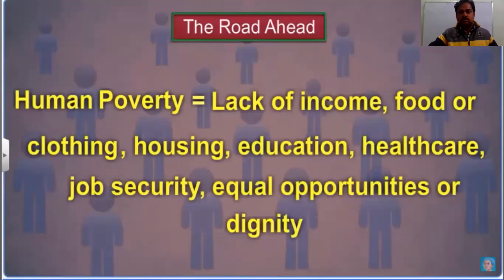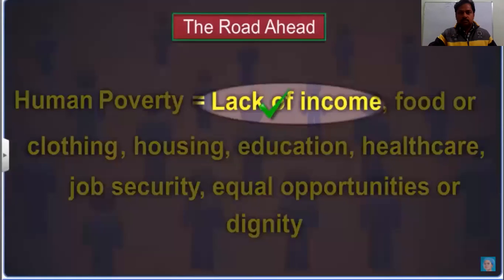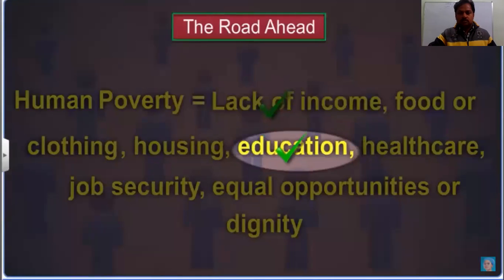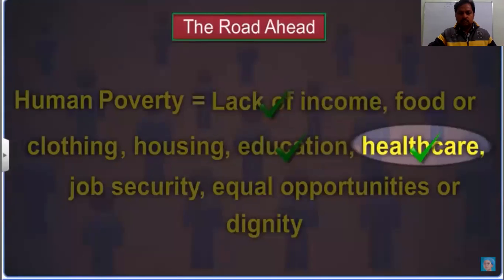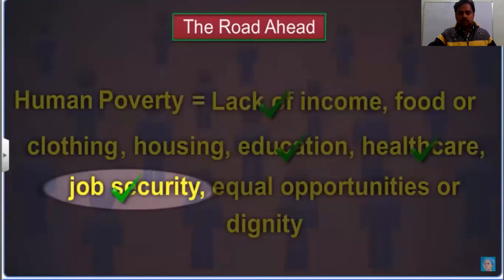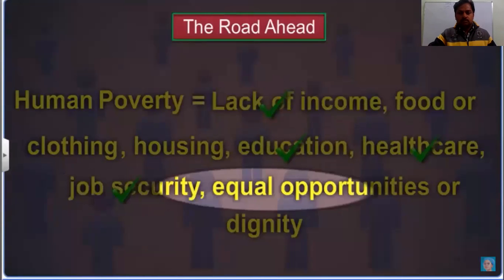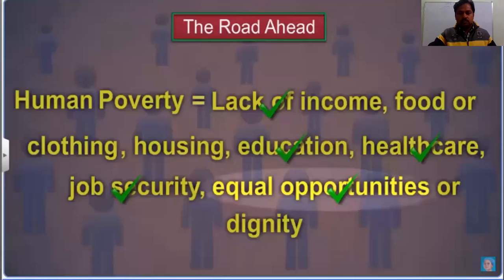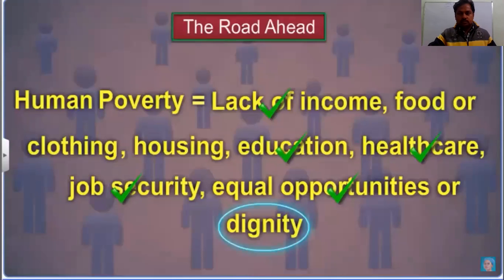Providing minimum necessary income is comparatively easy. However, providing education, healthcare, job security, equal opportunities, and dignity for the poor are the major challenges in the way of eradication of human poverty.